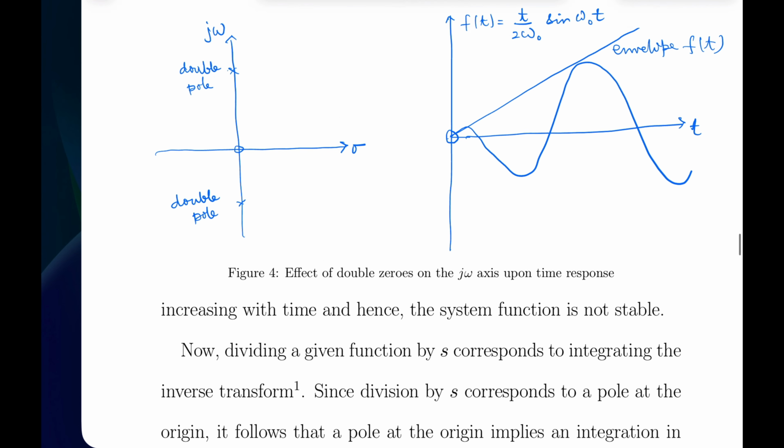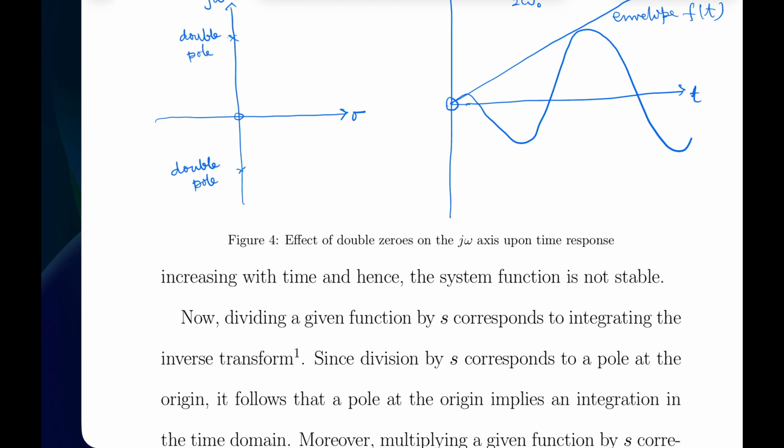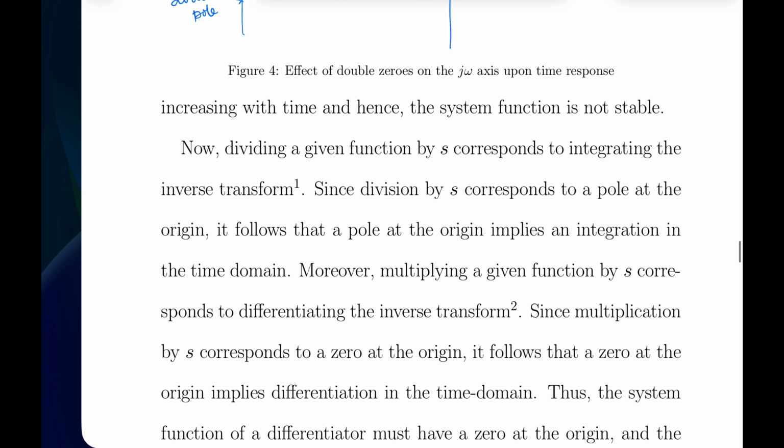Okay, so we see from here that the transient response is increasing with time and therefore the system function is not stable. Now, dividing a given function by s corresponds to integrating the inverse transform. Since division by s corresponds to a pole at the origin, it follows that a pole at the origin implies an integration in the time domain.